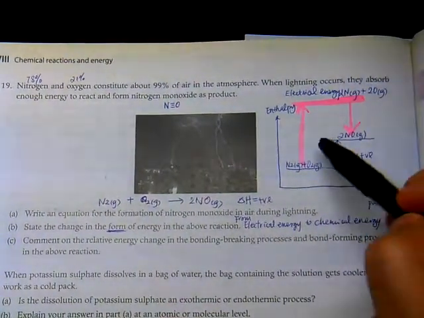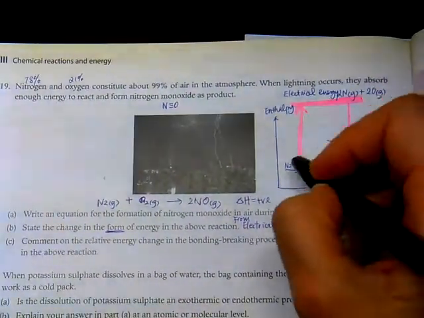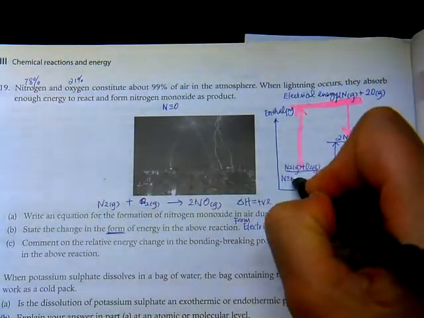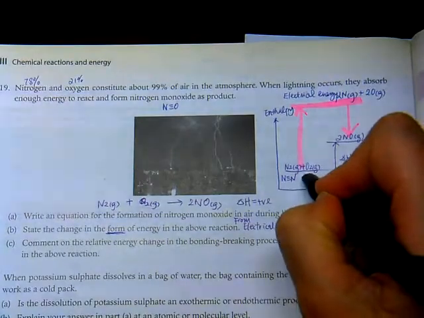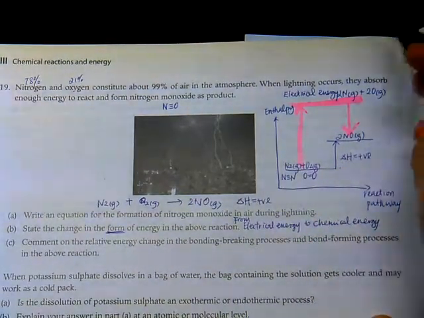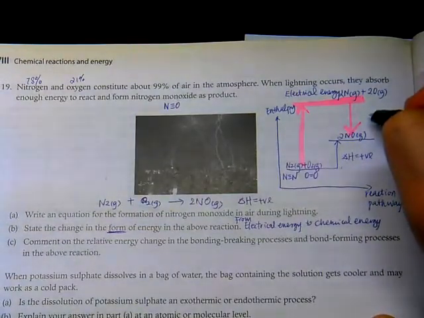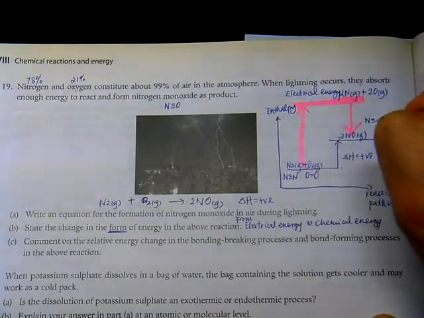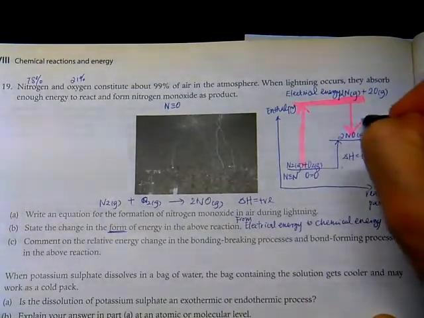So let's explain in detail. Here, let's draw the structural formula. We need to break N triple bond N. We need to break O double bond O, 1 mole of it. And then 2 moles of N triple bond O are formed. 2 moles of.